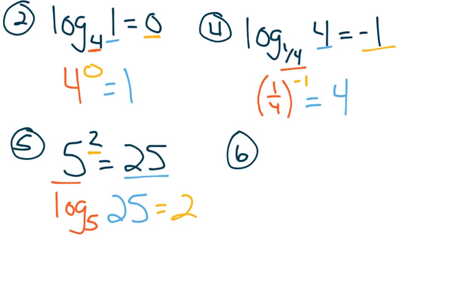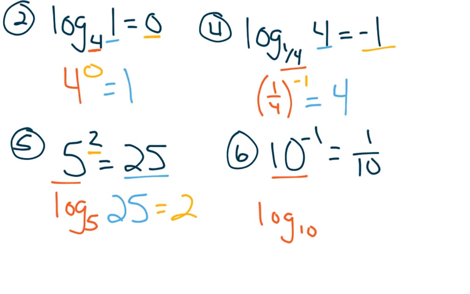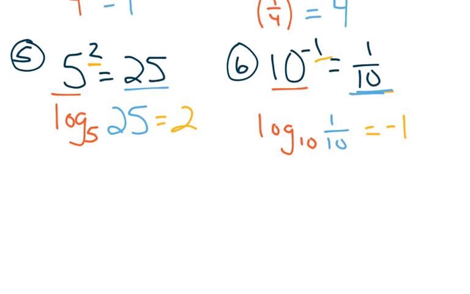Let's try another one here, number 6. 10 to the negative first power is equal to 1/10. Okay, so start with your base. So we get log base 10 of your original answer, 1/10. Whoops, that should be in blue, sorry. 1/10 is equal to your exponent of -1. Log base 10 of 1/10 is equal to -1.